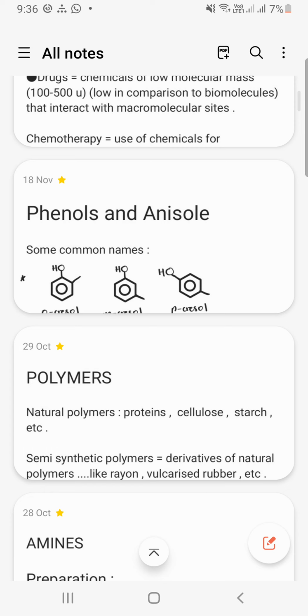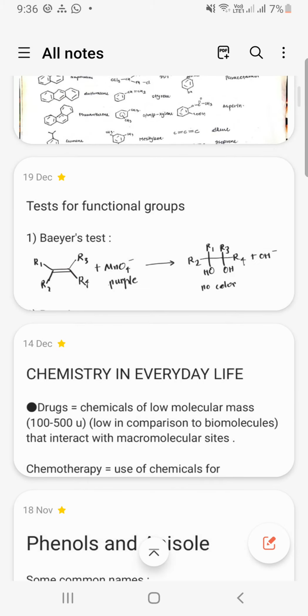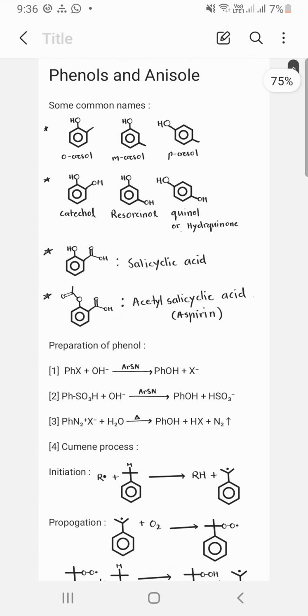Okay, so that's amines. Let's go to phenols and anisole. Looks good. Okay, some common names. So this is cresol with 1 OH and 1 methyl group. Then it's catechol, resorcinol, quinol, with 2 OH groups that is. Then salicylic acid, salicylaldehyde would just be the aldehyde of that acid. This is acetyl salicylic acid or aspirin. Aspirin is an analgesic, by the way.